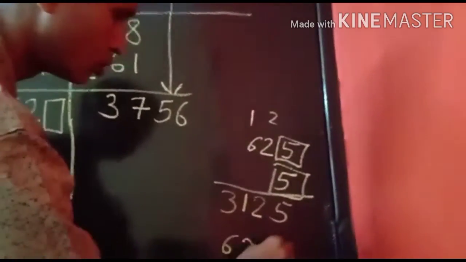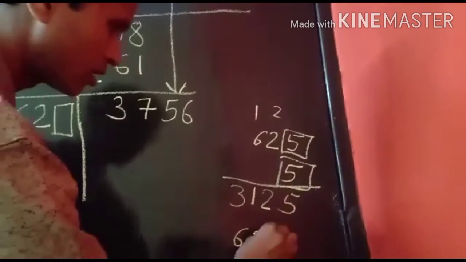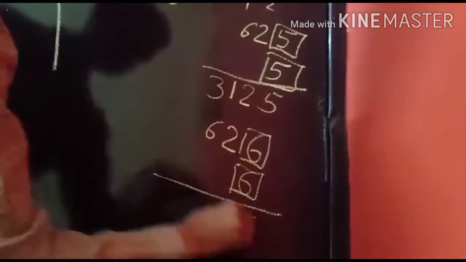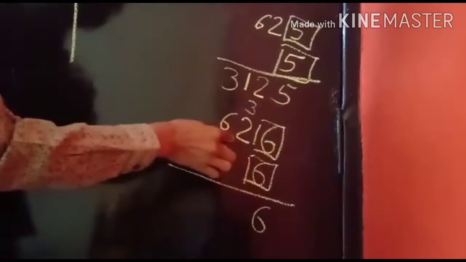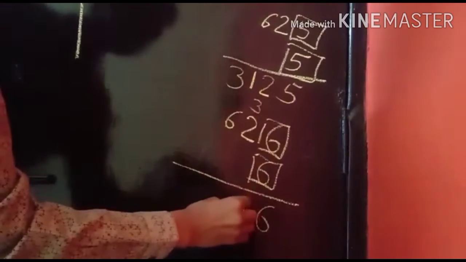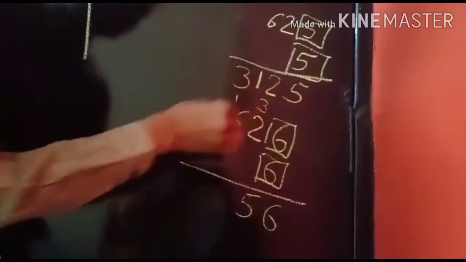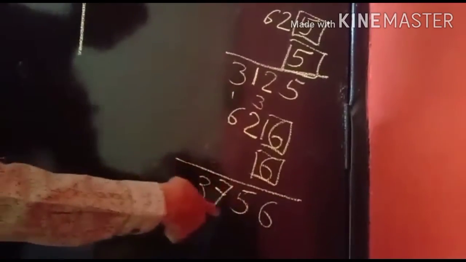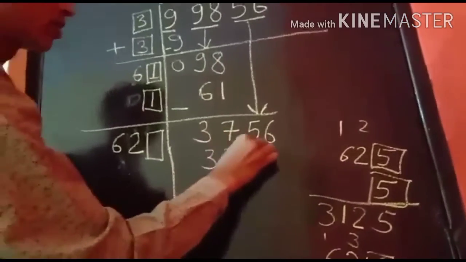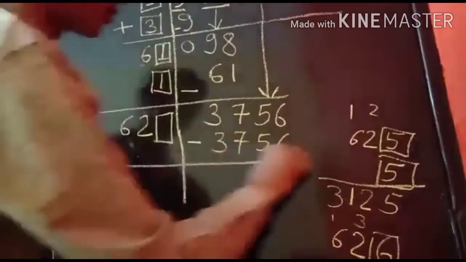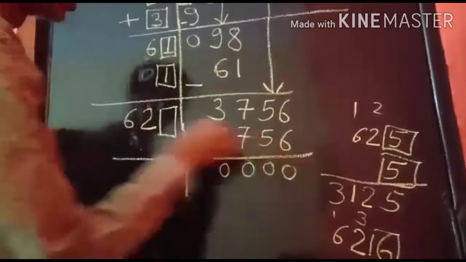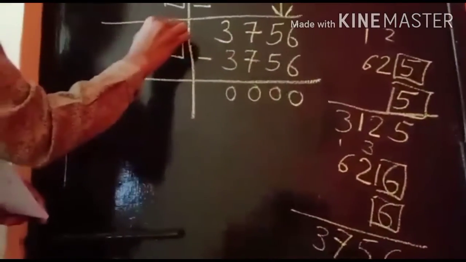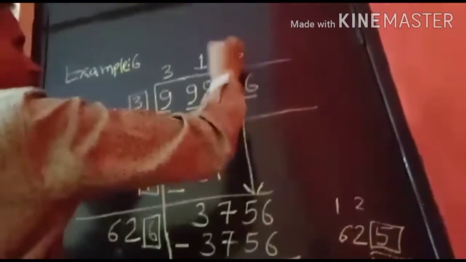Check for 6. 6 6s are 36, 3 carry, 6 2s are 12, 12 plus 3, 15, 5, 1 here. 6 6s are 36 plus 1, 37. So this came exactly 3756. Subtract it, 0. What is the correct answer? 5 is less, 6 came exact. So 6 is the next answer.